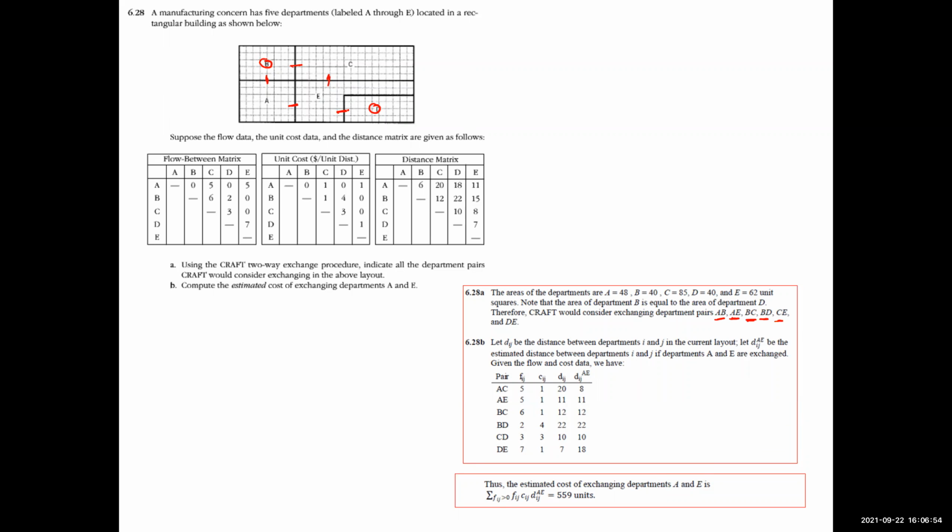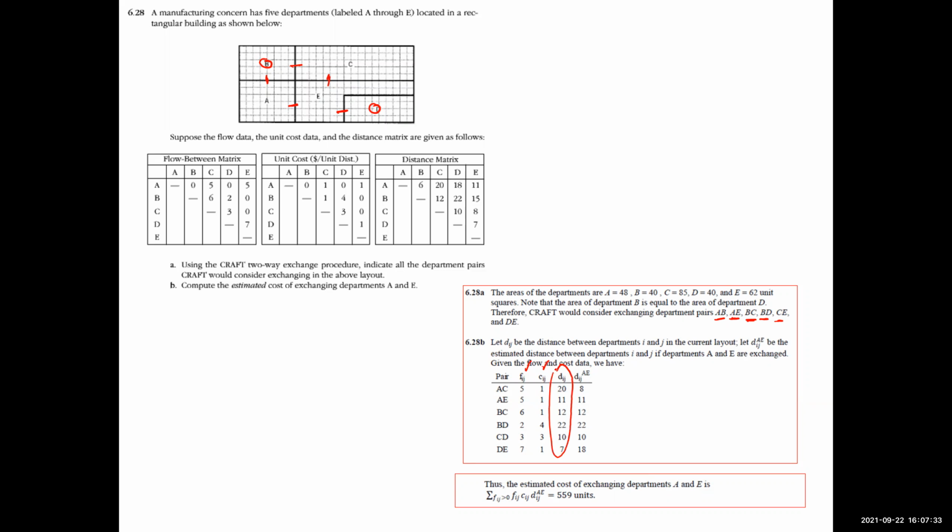Then part B. And as you can see here, I'm not asking you to solve the whole problem. I'm just telling you, show me that you know this. Compute the estimated cost of exchanging departments A and B. So to compute this, we will have to know the distances between the centroids. We need to know the flow, and we need to know the cost. And that information is given. From the original information, I have this flow, cost, and distances.